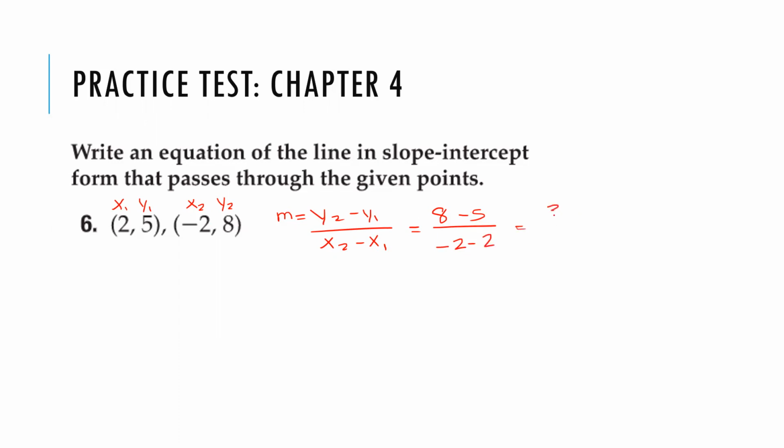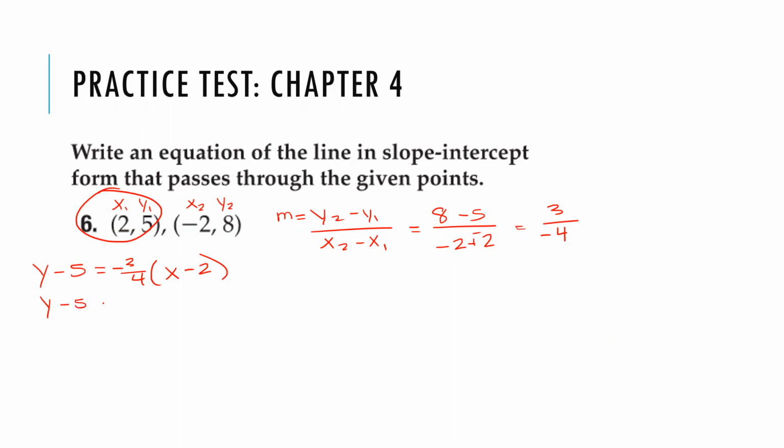So 8 minus 5 is 3. We add the opposite here. This would be -2 plus -2, which is -4. So now we have the slope and we have a point. So we're going to use that point-slope form, y minus y1, which is 5, and then the slope times x minus x1, which is 2.